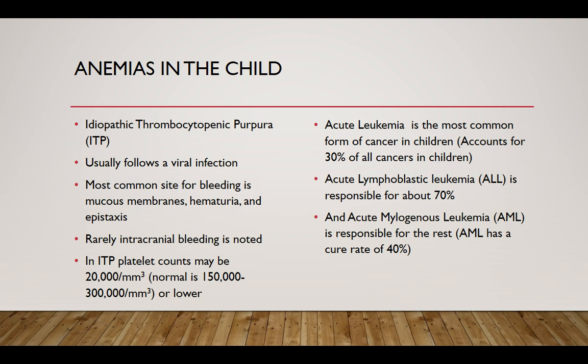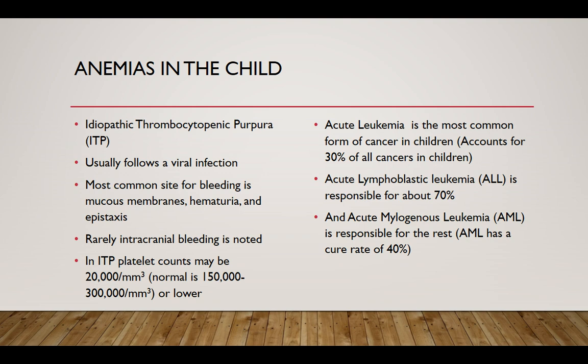Idiopathic thrombocytopenic purpura, ITP, usually follows a viral infection. The most common sites of bleeding are mucous membranes, hematuria, and epistaxis. Rarely, intracranial bleeding is noted. In ITP the platelet count may be 20,000 per cubic millimeter. Normal is 150 to 300,000 or lower.